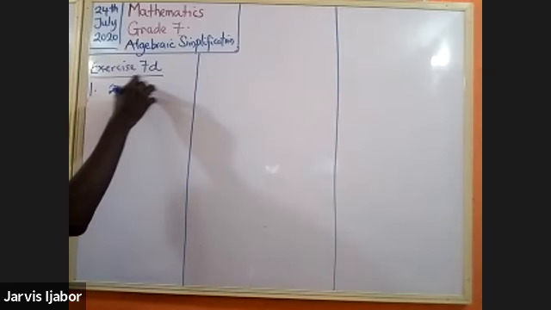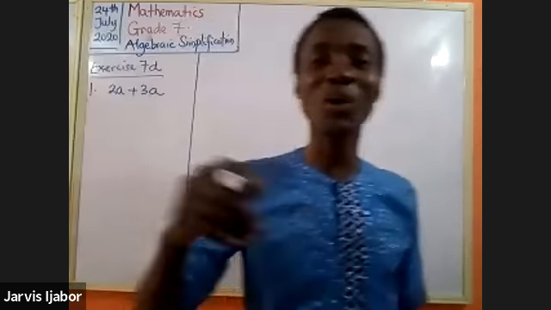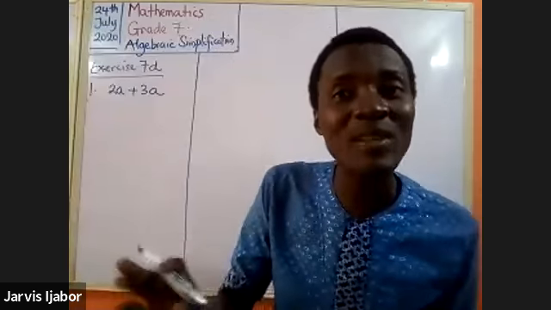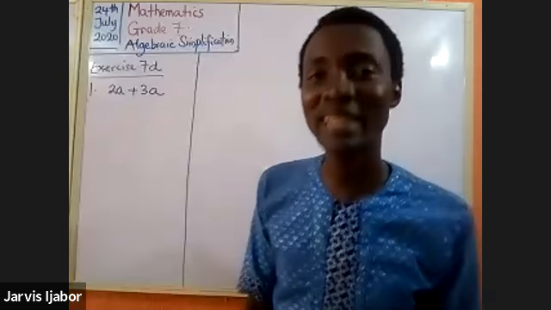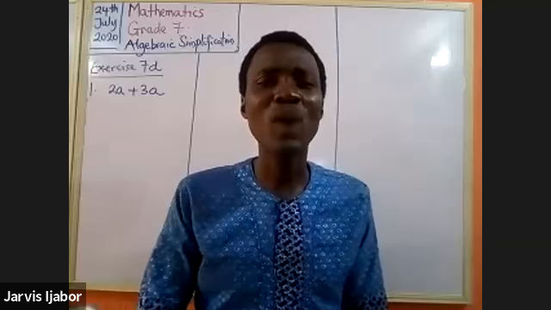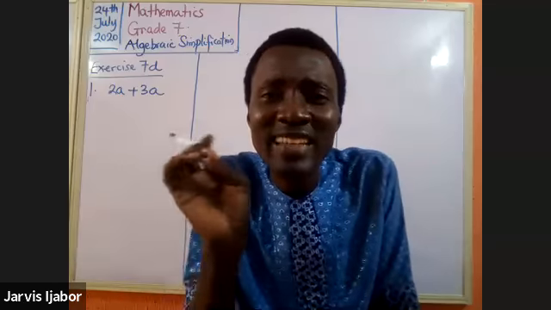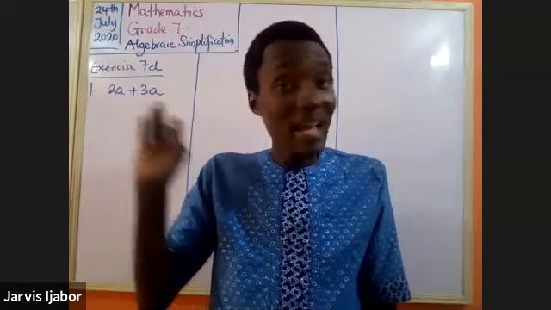2A plus 3A. Now, if I tell somebody 2 oranges plus 3 oranges, they will be fast to tell me it is 5. But tell somebody 2A plus 3A, it's like you have just confused them. The mere thought of hearing a letter, some people have fainted. That's how this thing is.